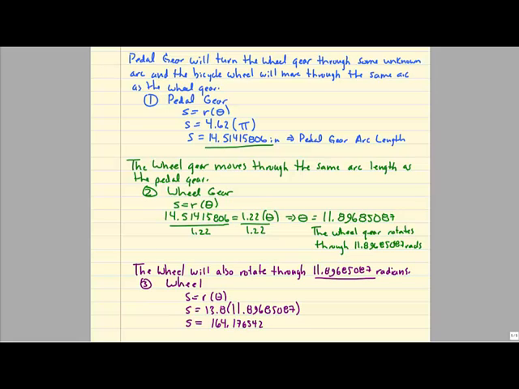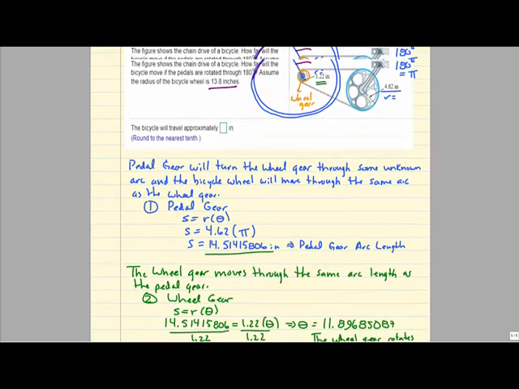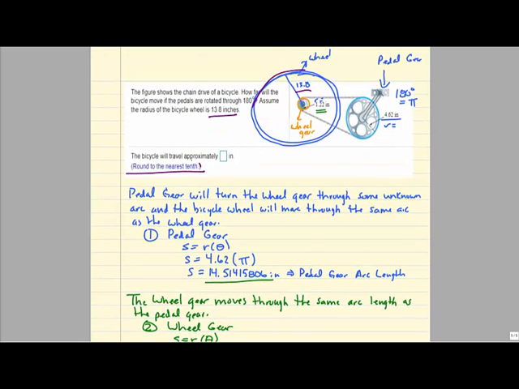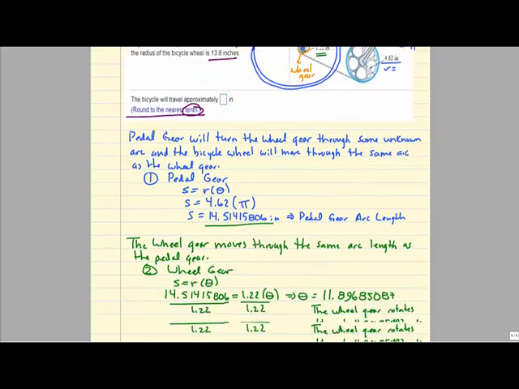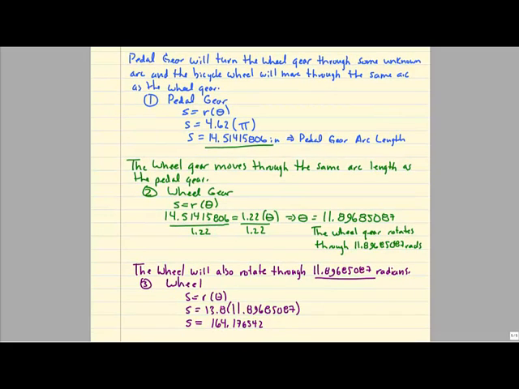Now, the answer up here says to round to the nearest tenth. So the nearest tenth would be this spot right here. And then I look at this 7, and the 7 is 5 or above, so that would increase that to a 2. So S, the arc length, the amount that's going to travel on the wheel, would be 164.2 inches.